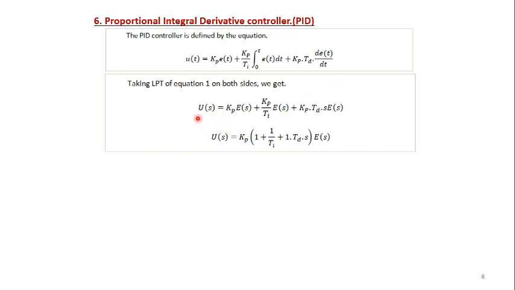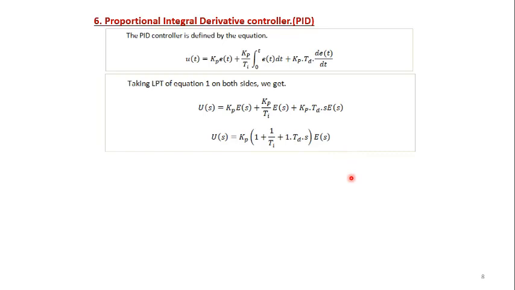We get U(s) equal to Kp times E(s) plus Kp divided by Ti times E(s) plus Kp times Td times s times E(s). So here Kp can be taken common, and E(s) can be taken common. Then it can be rewritten as U(s) equal to Kp times (1 plus 1 divided by Ti plus Td times s) times E(s).